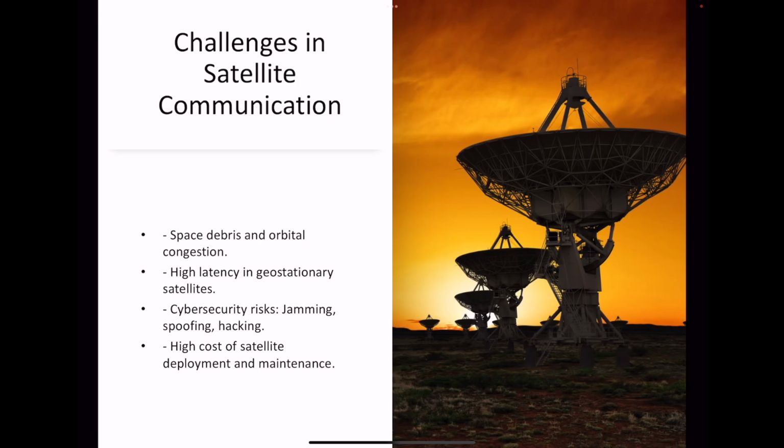Coming to challenges, for now, here on the earth, terrestrial towers are used more for communication. What if you are increasing your satellite communication? The rockets, we will have to be sending satellites there only, no? Then space debris will increase, orbital congestion will increase, because there will be only one single orbit. If you keep on adding satellites, it will get congested, right? And high latency in geostationary satellites.